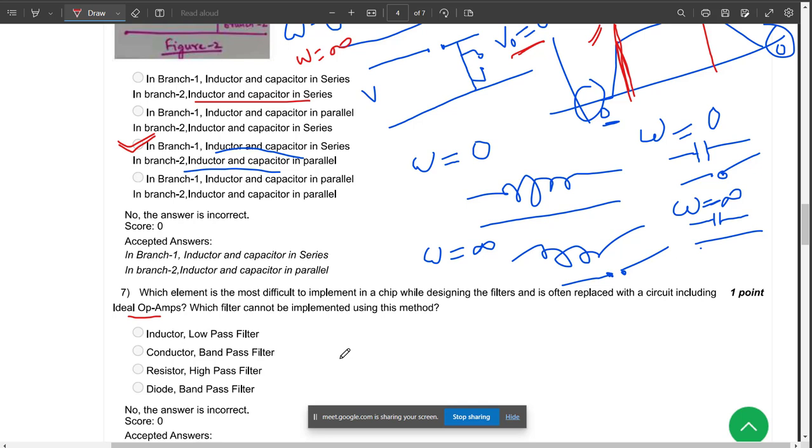The low pass filter. Low pass filter. Okay, very good. Why? Because ma'am, for the low pass filter, the inductor should be grounded.